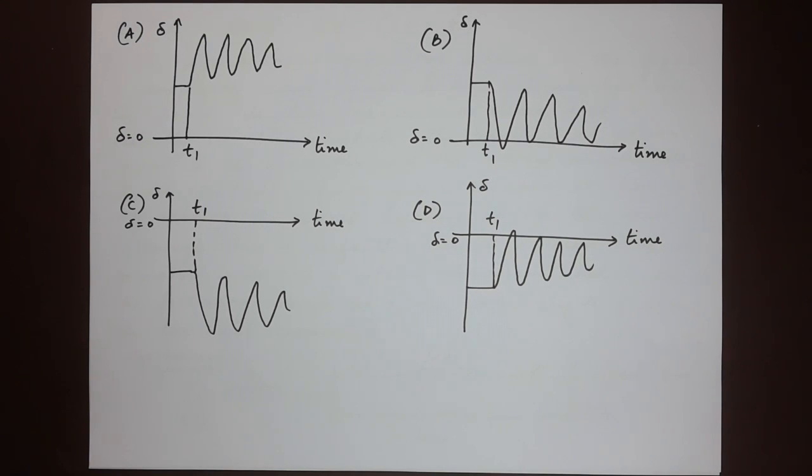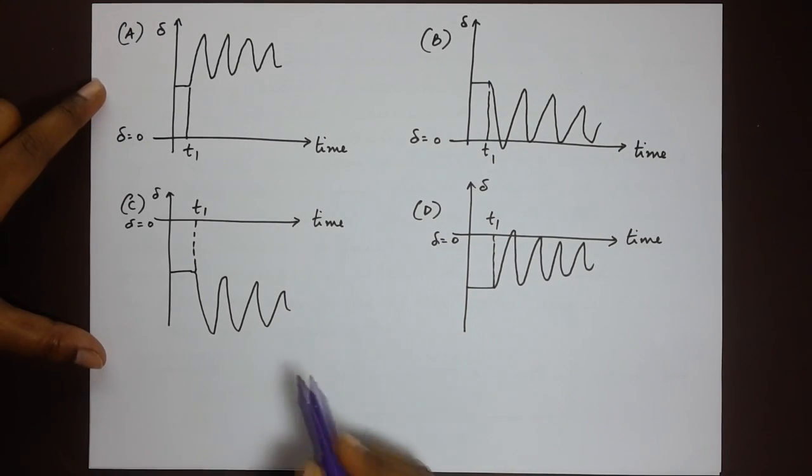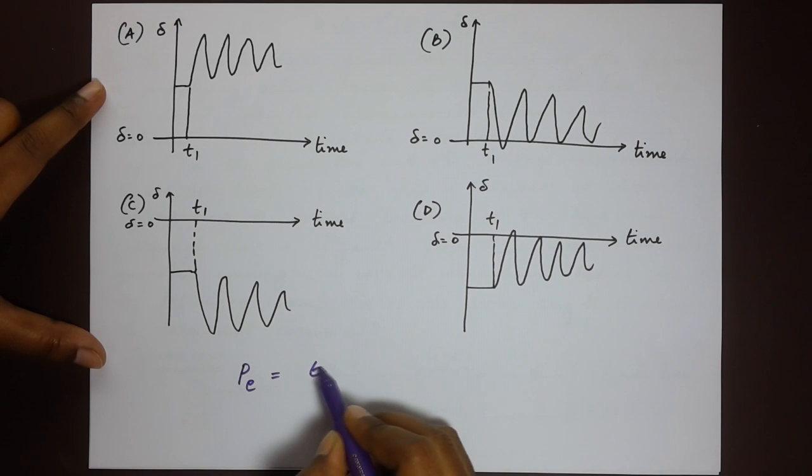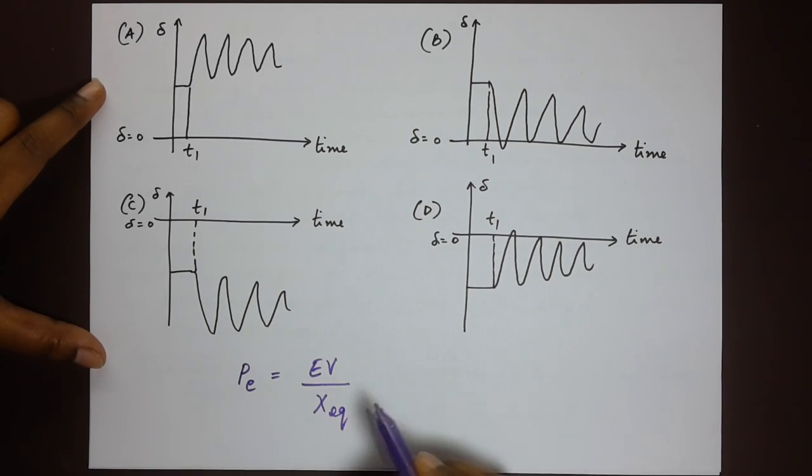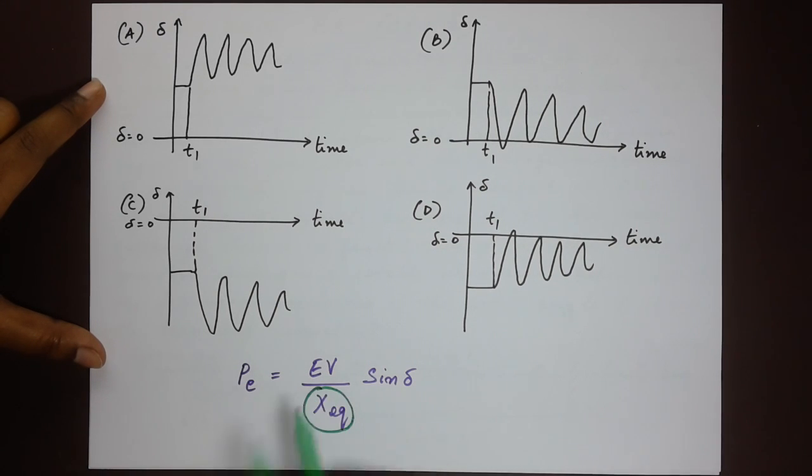When one of the lines is opened, like the question says, the equivalent reactance of the system is increased. Now that is important. How do we get that? We get that from the PE equation, or the power equation. Basically we have the equation PE is equal to EV by X equivalent sine delta. Now this is the relation between the power and the rotor angle delta. So when one of the lines is opened, the equivalent reactance of the system, X equivalent here, will increase.